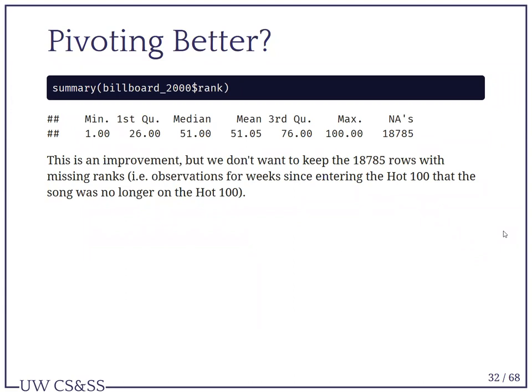But how can we pivot even better? So if we look at a summary of our rank column in the Billboard 2000, we'll see that the best rank possible is 1. The first quartile is 26. The median's 51. The mean's 51.05. And we have 18,785 NAs in our rank column. So these are observations for weeks since entering the Hot 100 that the song was no longer on the Hot 100.